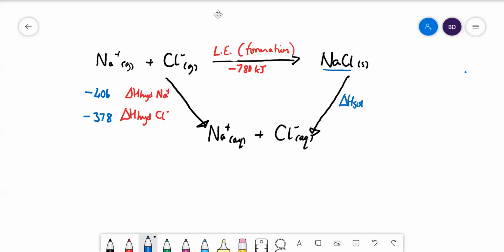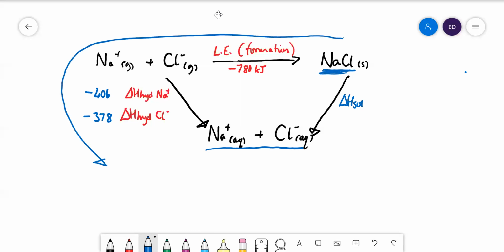So we want to go from here to here, so we're going to go the long way around. What is delta H sol equal to? Well, we're going against the lattice enthalpy there, so it's effectively the lattice enthalpy of dissociation, which becomes positive. And on this bit, we are hydrating the ions, so that's minus 406 and minus 378.